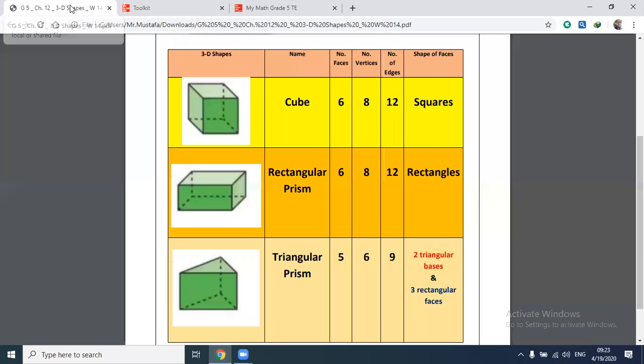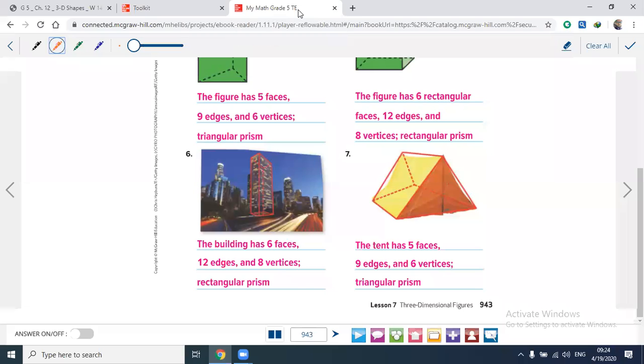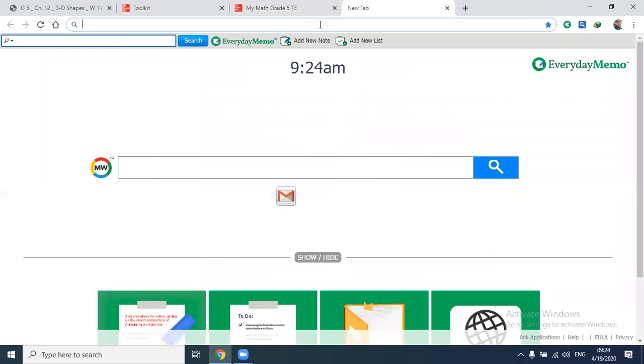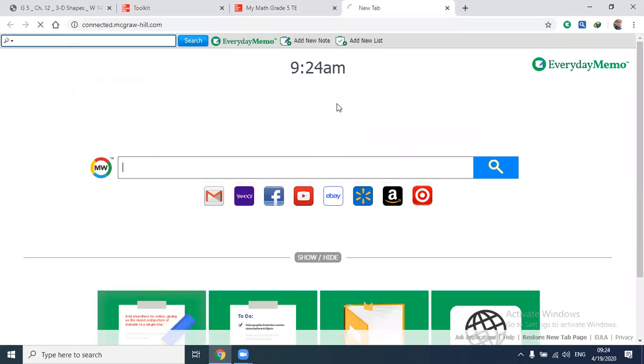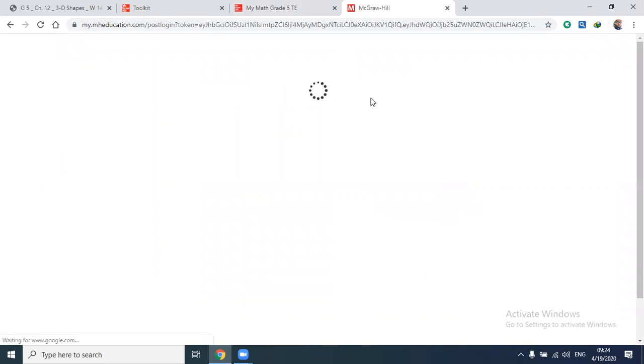Here the worksheet I already sent to you by WhatsApp, and it is already available on the school website, for the properties of each one: cube, rectangular prism, and triangular prism. Okay. Let's go now with this. The quiz, the line quiz is right now for the lesson. Okay.